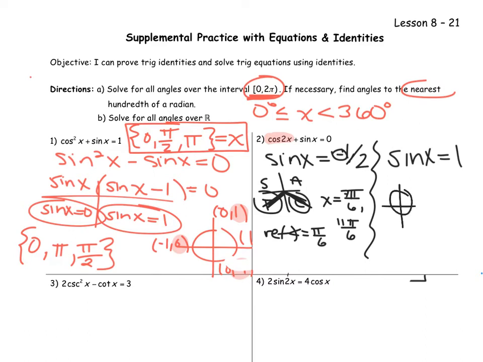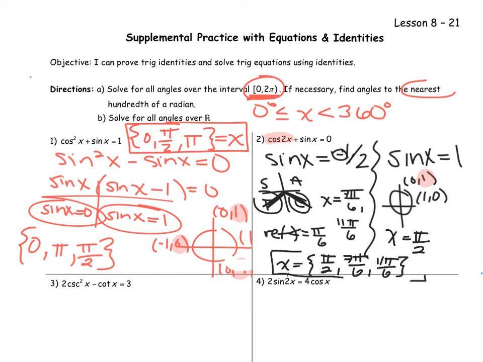If I want to know where sine is equal to 1, well, remember, sine equaling 1, that's the y value, and that only takes place at pi/2. So we would have x equals pi/2. So our final answer would be x equals, we have pi/2, 7 pi/6, and then 11 pi/6. So those are my three angles.